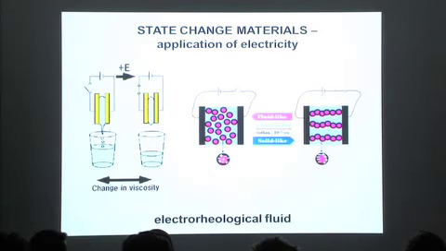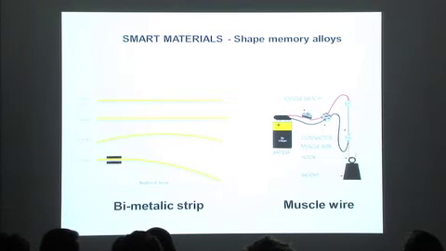You now have state change materials. You can send an electronic impulse into the material and make it, for example, change from liquid to solid, which can control all sorts of things, can do shape changing as well as other things. You have all sorts of smart materials that can also do this.